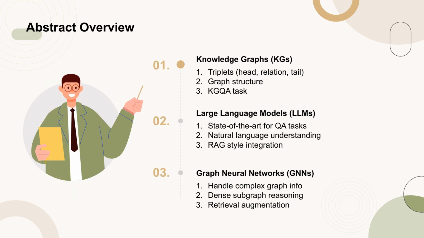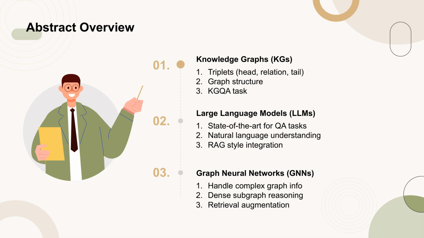This work introduces GNN-RAG, a novel method that combines the language understanding capabilities of large language models, LLMs, with the reasoning abilities of graph neural networks, GNNs, for knowledge graph question answering, KGQA. Knowledge graphs, KGs, are structured representations of factual knowledge using triplets, which form a graph. LLMs are currently the state-of-the-art for question-answering tasks due to their strong natural language understanding. GNNs, on the other hand, are effective for KGQA as they can process the complex graph information stored in KGs.